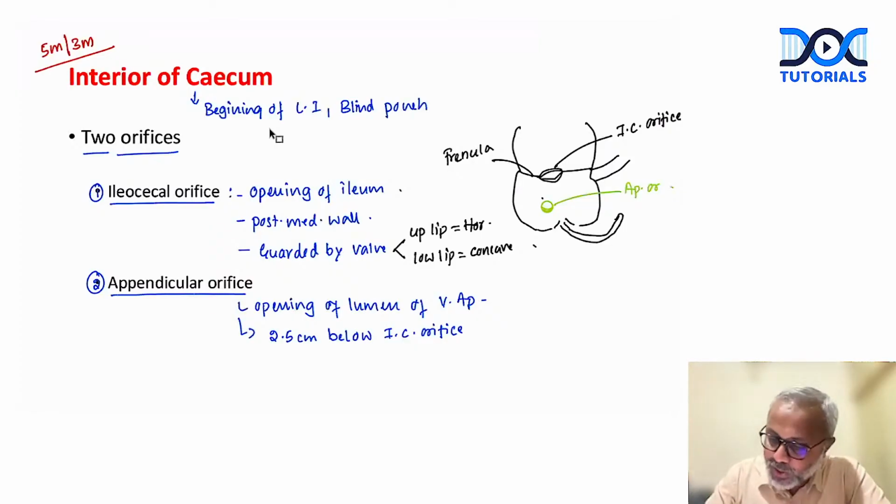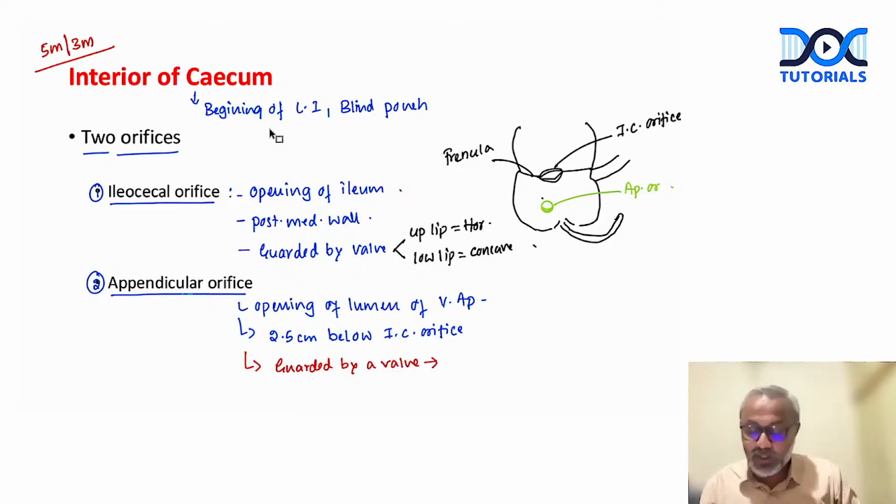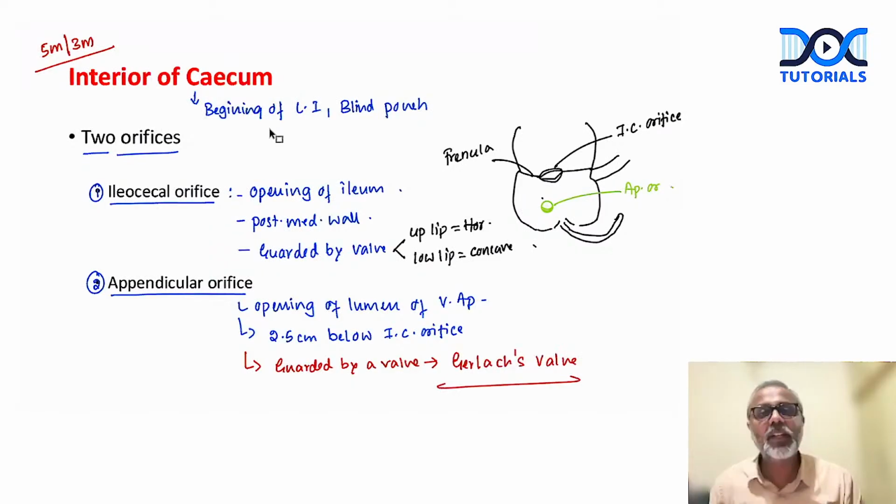Now this is also guarded by a valve. Now this is important again, guarded by a valve. Now what is the name of the valve? Remember, the name of the valve is Gerlach's valve. Fine. So this is how we should describe it. Interior of the cecum, very often a 3 marker, but could come as a 5 marker, and this is how we should describe it.